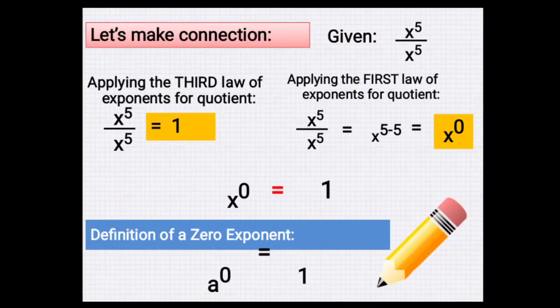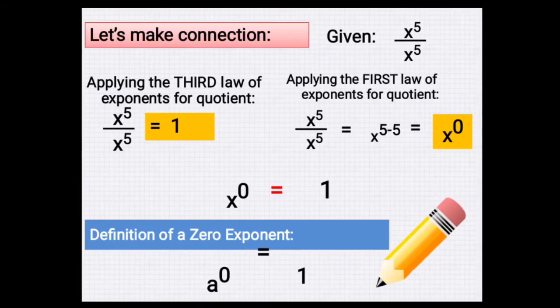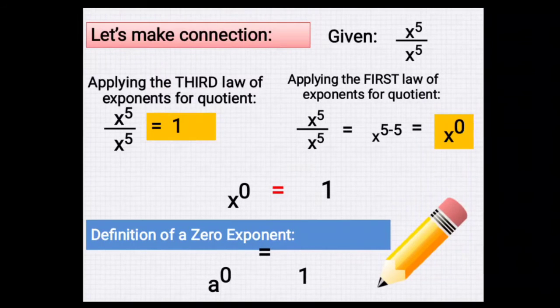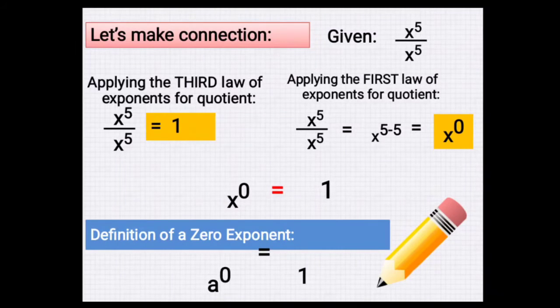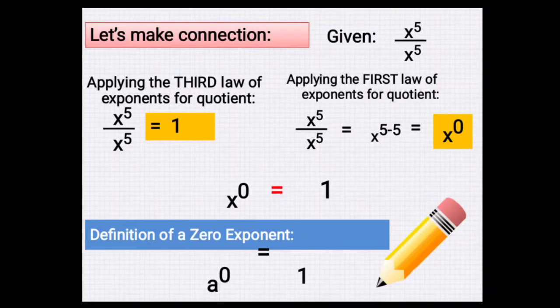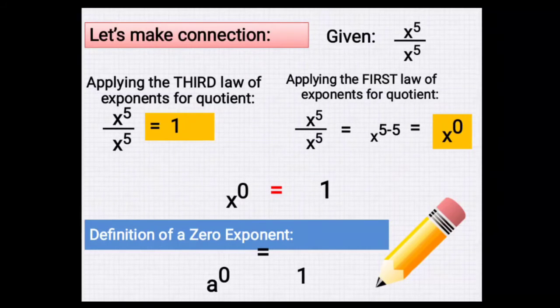For example, 2 raised to 0. Okay, 2 raised to 0, the exponent is 0. Automatic, the answer is equal to 1. If you input to your calculator any number with 0 as exponent, the answer is equal to 1. So 2020 raised to 0, that is equal to 1. Okay, any number, any variable raised to 0, that is automatic equals to 1.